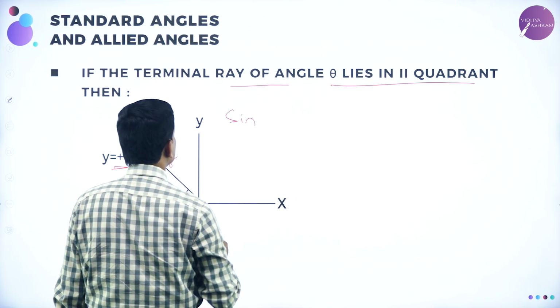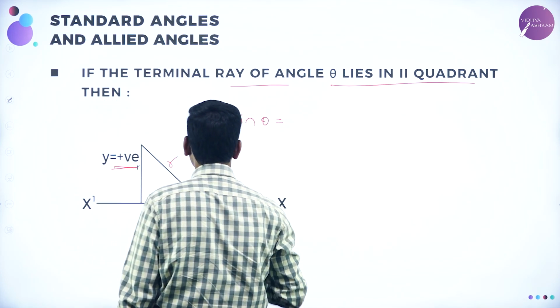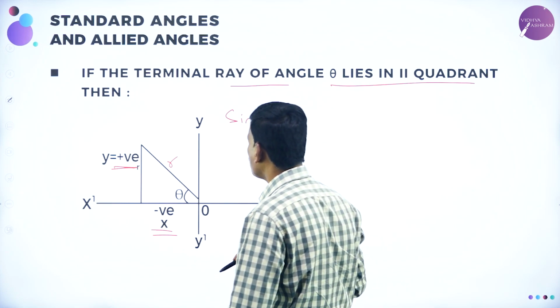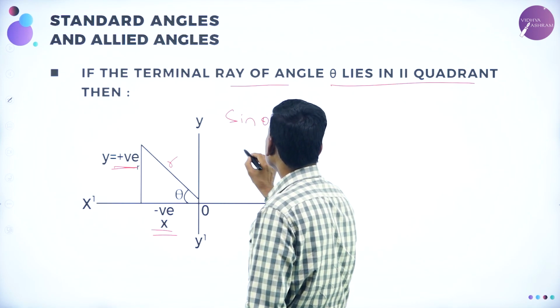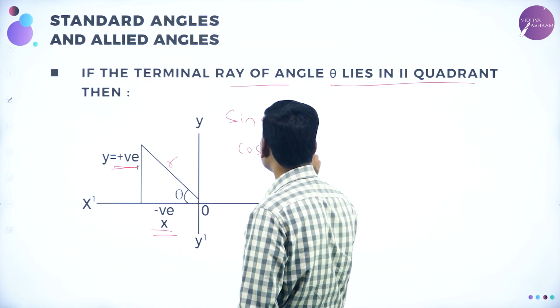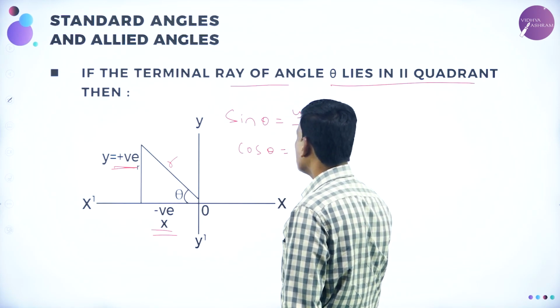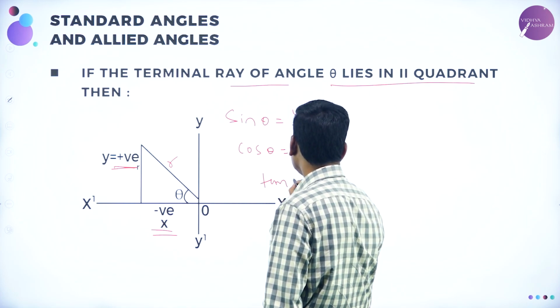Sine of theta in the first quadrant. What is sine theta here? Sine theta is equal to opposite by hypotenuse. What is opposite here? Opposite is y divided by r. Again, cos theta is equal to adjacent side. What is adjacent here? Minus x divided by r. And what is tangent of theta?